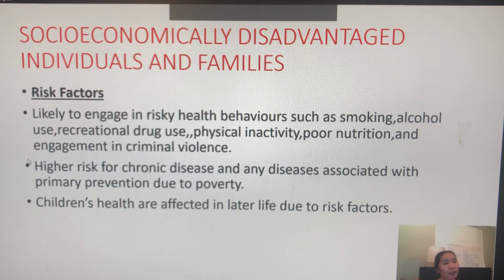These individuals are likely to engage in risky health behaviors such as smoking, alcohol use, recreational drug use, physical inactivity, poor nutrition, and engagement in criminal violence. Due to limited financial means to purchase health insurance, pay for healthcare services, and afford healthy foods and other resources, these individuals are at a higher risk for chronic disease and any diseases associated with primary prevention. The health of children can be affected later in life due to risk factors.